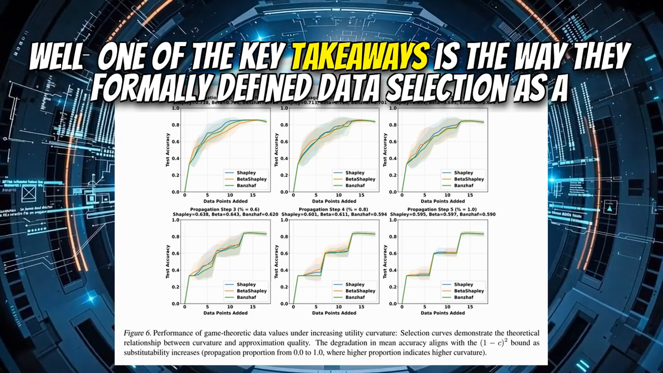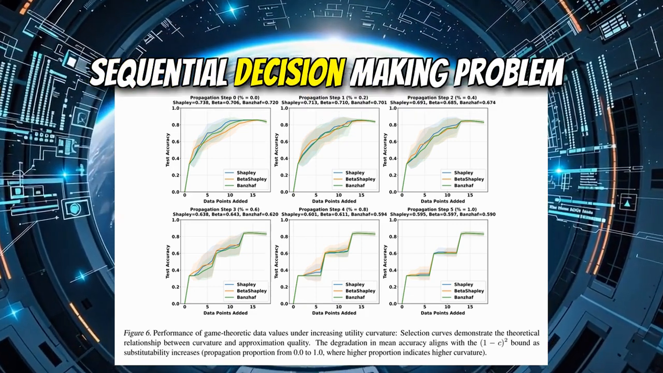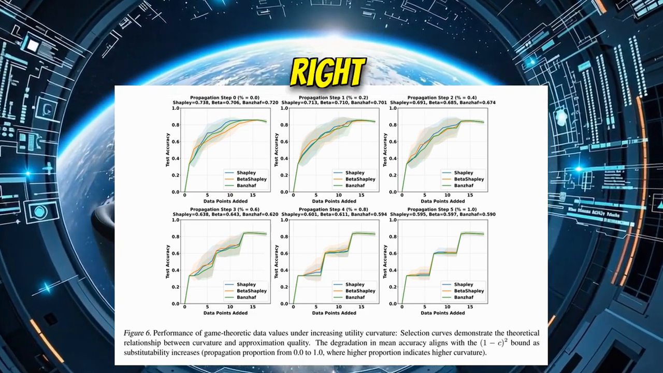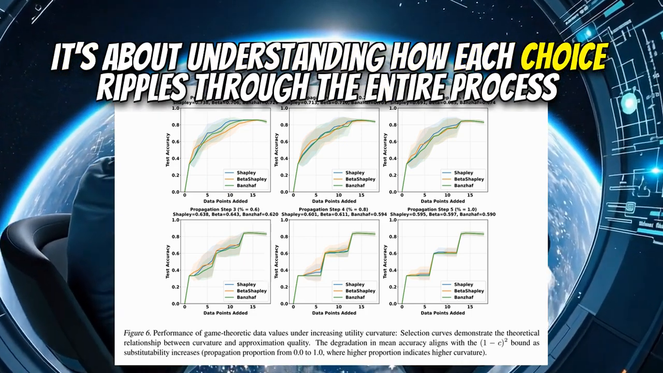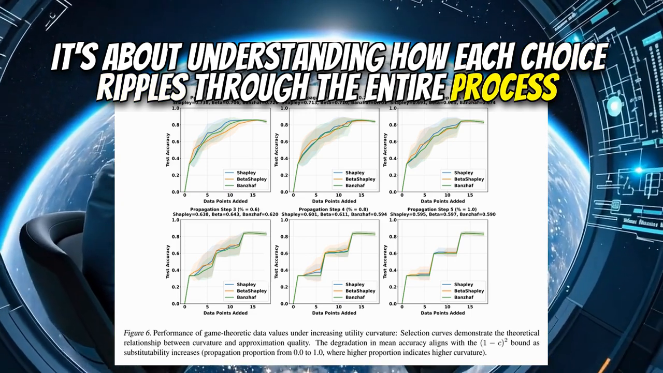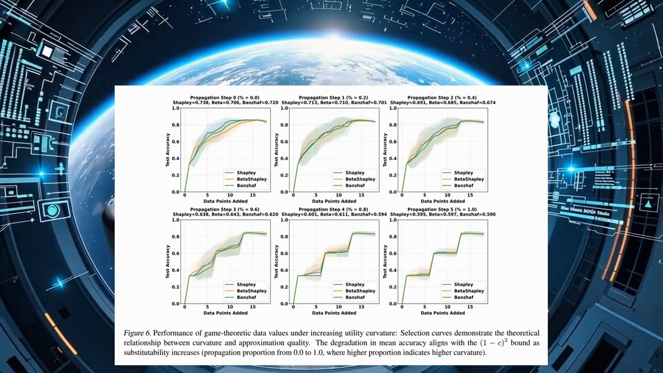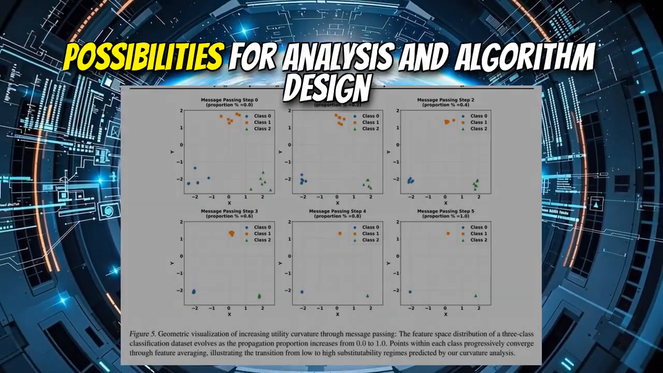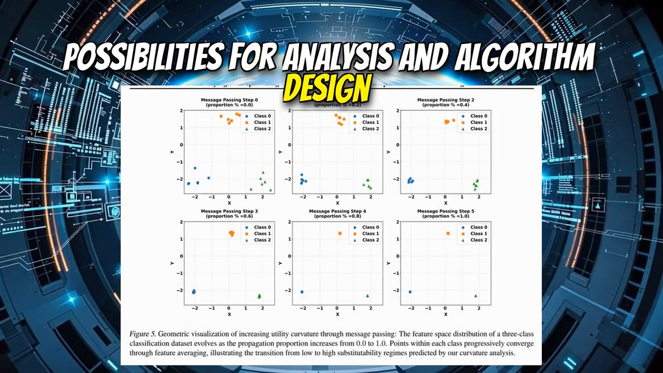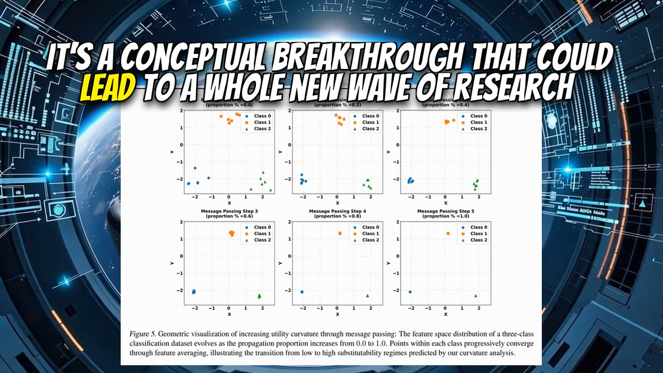Well, one of the key takeaways is the way they formally define data selection as a sequential decision-making problem. Right, it's not just about picking good data points, it's about understanding how each choice ripples through the entire process. Exactly. Every decision you make sets the stage for the next one. And by putting this into a mathematical framework, it opens up a whole new world of possibilities for analysis and algorithm design. So it's not just a practical solution, it's a conceptual breakthrough that could lead to a whole new wave of research.